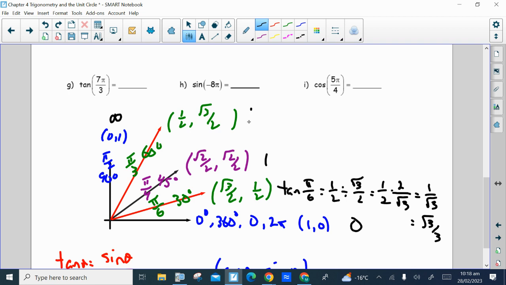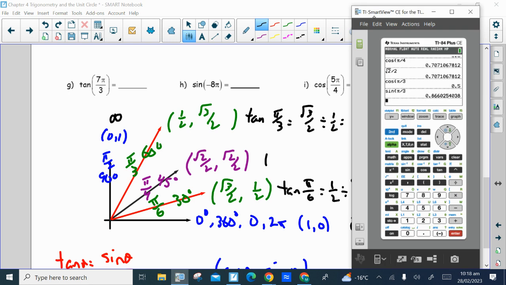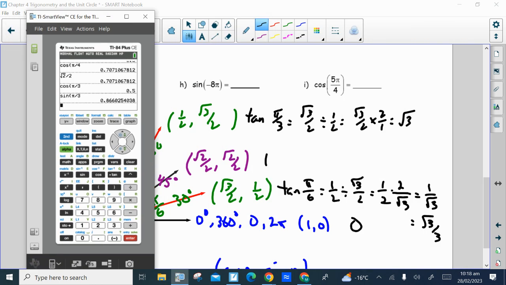And for pi on 3 radians, or 60 degrees, again, it's sine divided by cos. Once again, to divide by a fraction, you multiply by the reciprocal, and you just get root 3. The tangent of pi on 3 is root 3. And if you use your calculator for that, if you take the tangent of pi on 3, it gives you a decimal value. Again, it's an irrational number, so you'd have to round it. But the unit circle gives us the exact value.